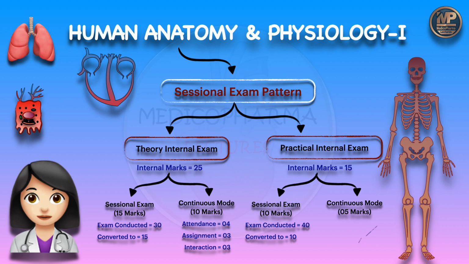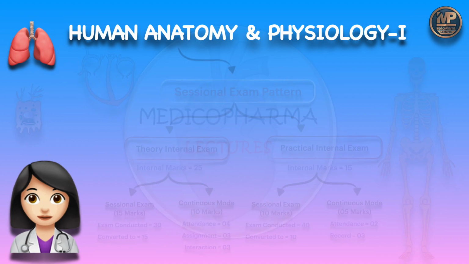Coming to the continuous mode which carries 5 marks, here also it is further divided into 2 parts. The first one is attendance, which carries 2 marks, and the record, which carries 3 marks. If we discuss attendance, here also if your attendance is more than 95%, you will score 2 marks. If your attendance is more than 90% and below 95, you will score 1.5 marks. If your attendance is between 85% and 90%, then you will score 0.5 marks.